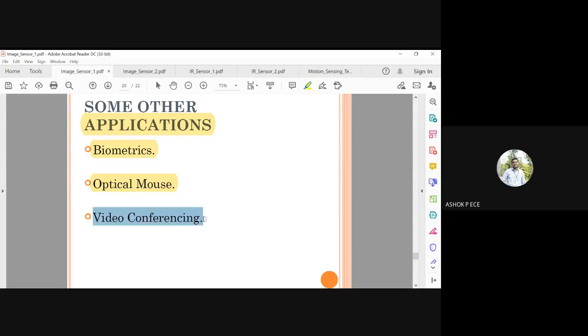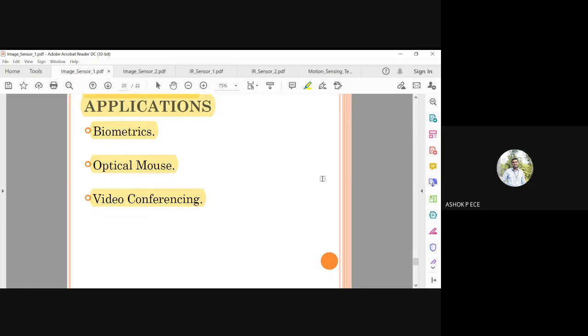And finally, video conferencing. Yes, you can transmit audio and video over a distance. Whenever anyone is away from you, in any part of the world, you can do video conferencing using all these image sensor based devices.